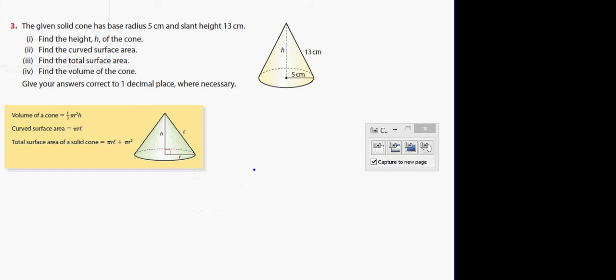This question here. It's a solid cone, which means it's not empty. If you were to slice it in half, it would be completely filled. Find the height of the cone. To get the height of the cone, we have to use Pythagoras' theorem.